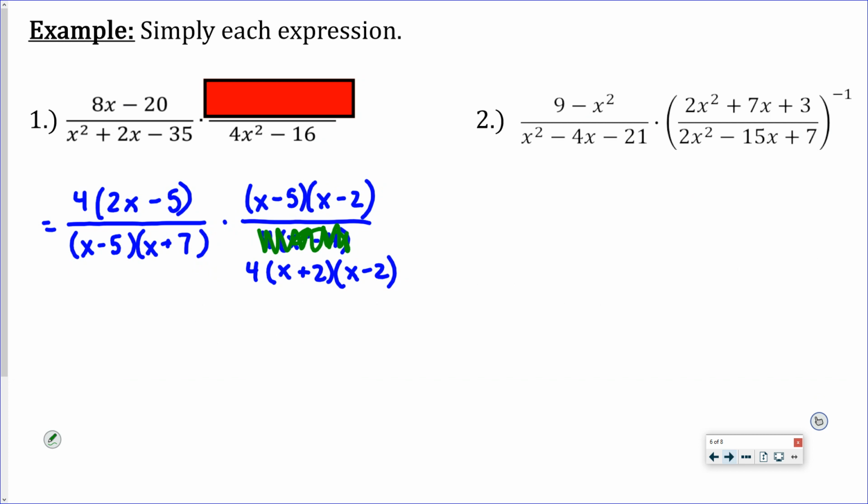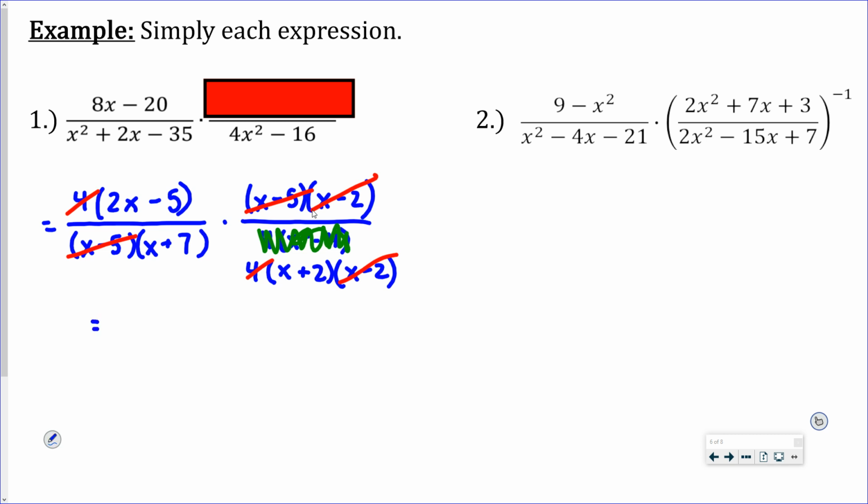So what's one thing I can cancel? The x minus 2. One's in the numerator, one's in the denominator, right? And then the x minus 5, one in the denominator, one in the numerator. What else? The 4s cancel. Good. Anything else? That's it.